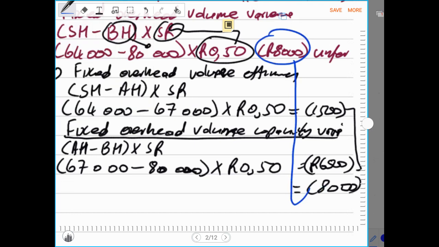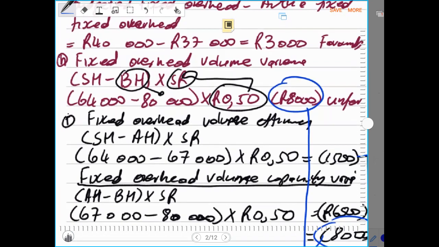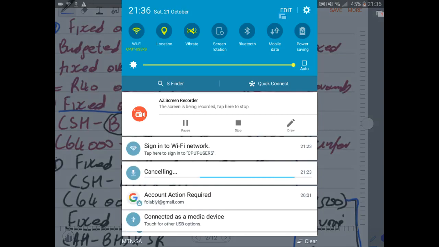So now that's why they say these two variances are the subheadings of the previous one. Always make sure that the sum of this 1,500 and 6,500 gives you 8,000, which is the fixed overhead volume variance. Now, with that being said, guys, I have covered all that with regard to this video. Thank you for that.